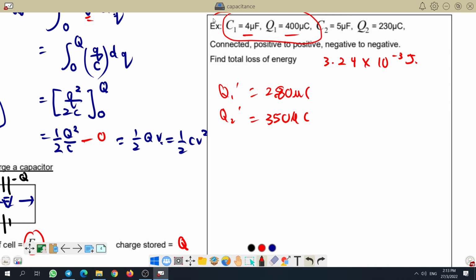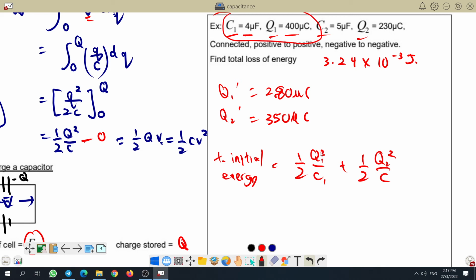Okay, ini baru kamu tolak. Initial kamu ada Q and C masing-masing, kan? So initial, total initial energy, you use half Q square per C plus half Q2 square per C. In this case micro penting itu untuk kamu kira, because it's a square kan? Kalau formula lain CV pun perlu, QV pun perlu, CV square pun perlu. In this case mesti micro because your answer is going to be in joule. Micro.